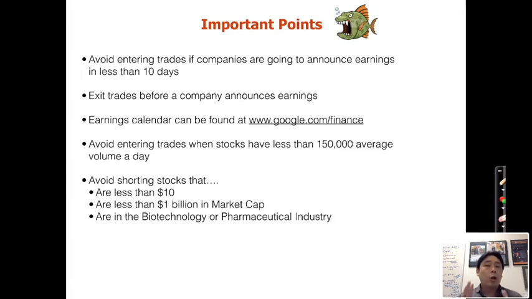Next, when you are going short, be careful to avoid shorting stocks less than $10, less than 1 billion in market cap, and avoid shorting stocks in the biotechnology or pharmaceutical industry. But when going long, no worries, right? We can go long on stocks less than $10, but avoid stocks less than $1, right? Between $1 to $10 is fine, and low market cap is fine for going long.